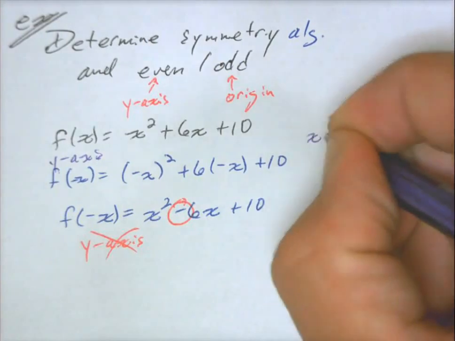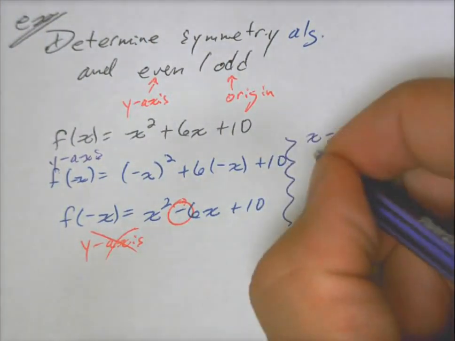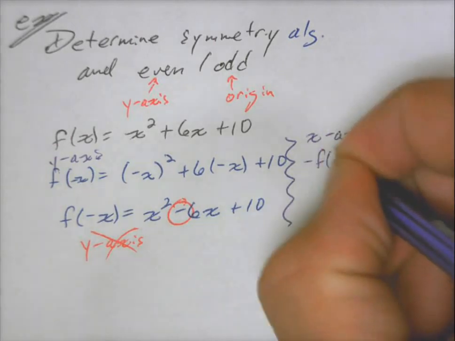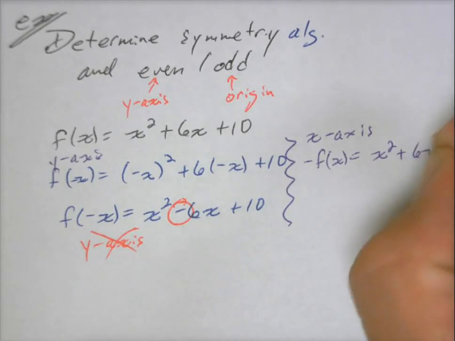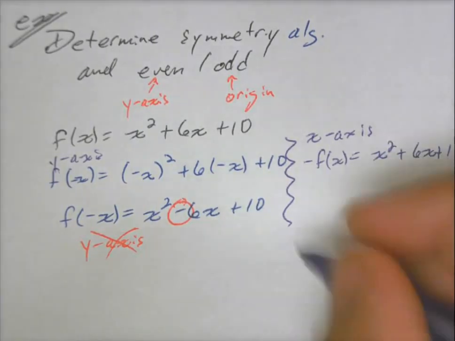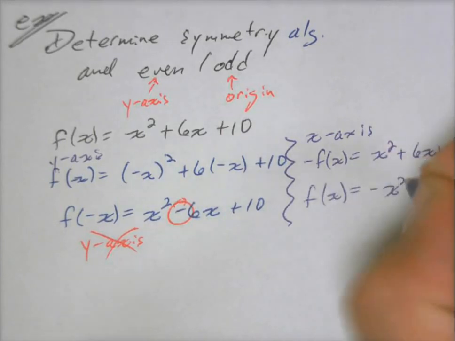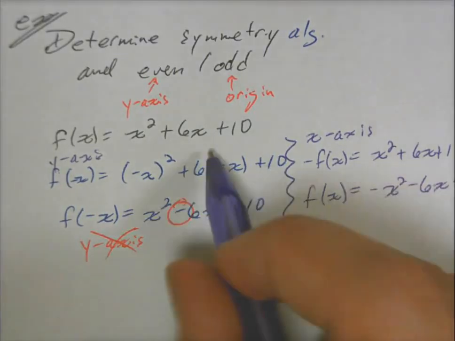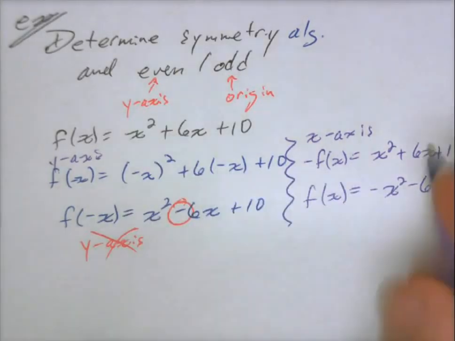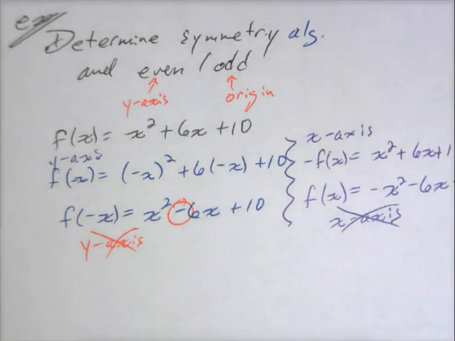Let's test x-axis. So for x-axis symmetry, I would plug in a negative y, so negative f of x equals x squared plus 6x plus 10. If I solve for f of x here, then I have f of x equals negative x squared minus 6x minus 10. Well, every sign changed from the original function, so this is not x-axis. The last one we can check is origin symmetry.